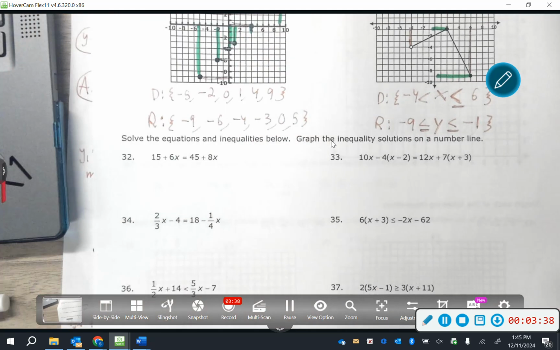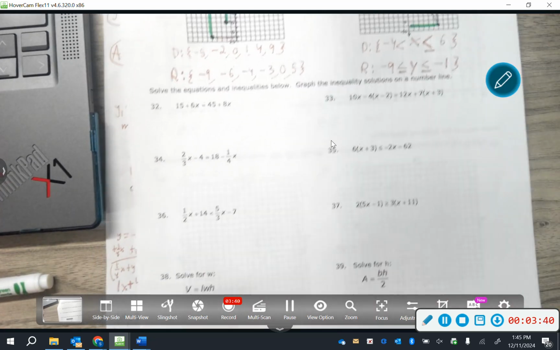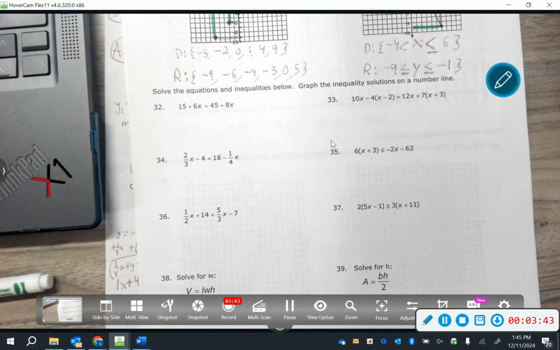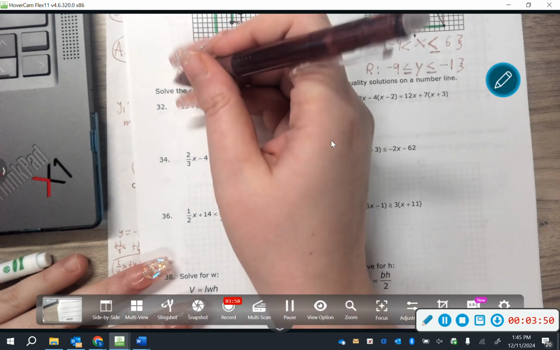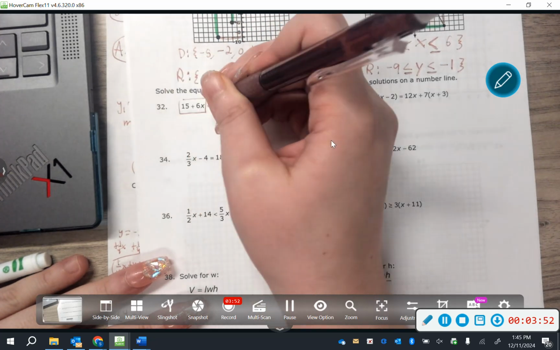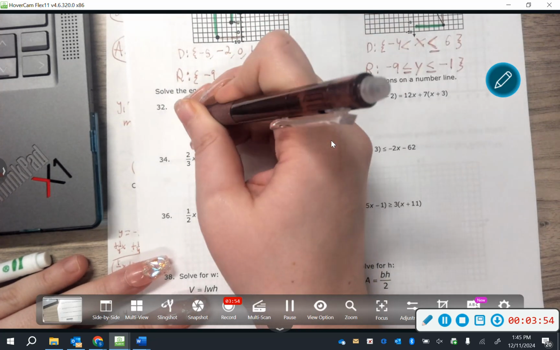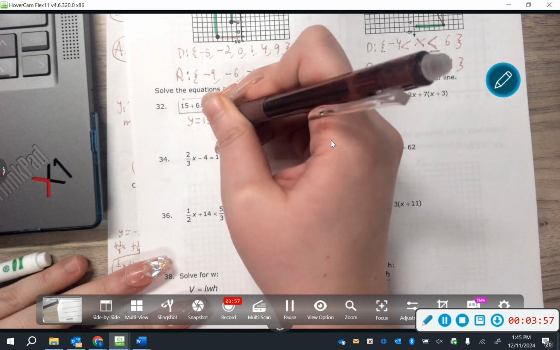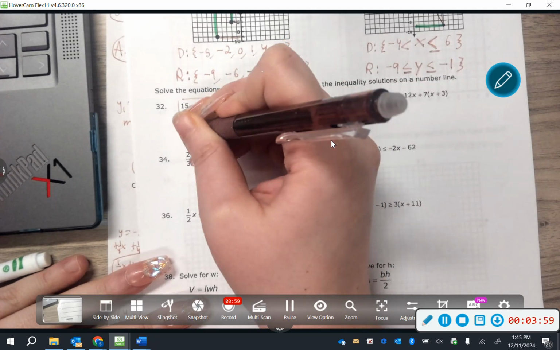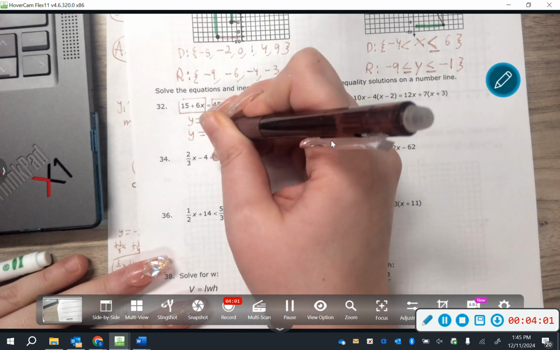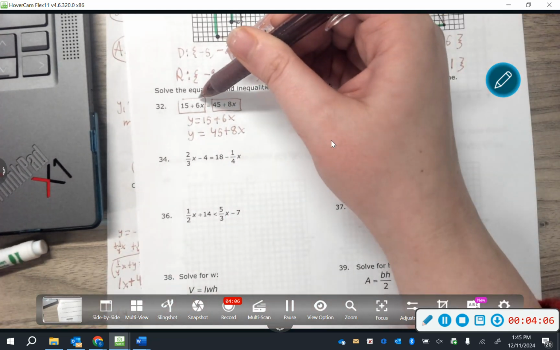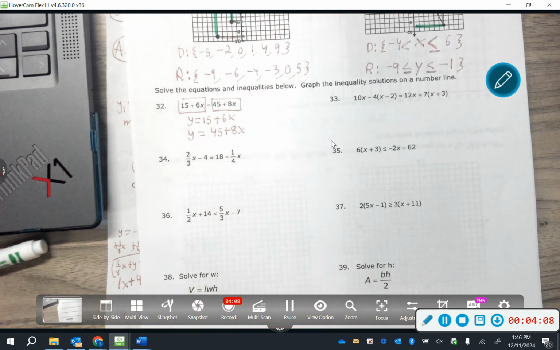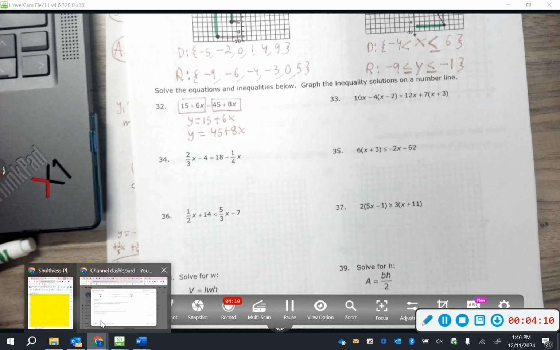Okay, sliding down here. Yes, technically you can solve these by hand. We don't got time for all that. We're going to solve like 3 of them by hand. If you have an equal sign, plug it in row 1, row 2 in your calculator. So box both sides, plug in your calculator. Y equals 15 plus 6x. Y equals 45 plus 8x. So plug in the left side of your equal sign and the right side of your equal sign. Go see where they cross.